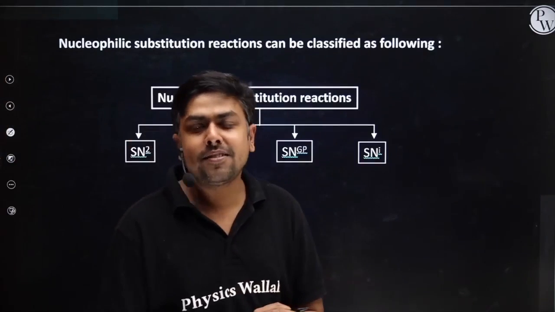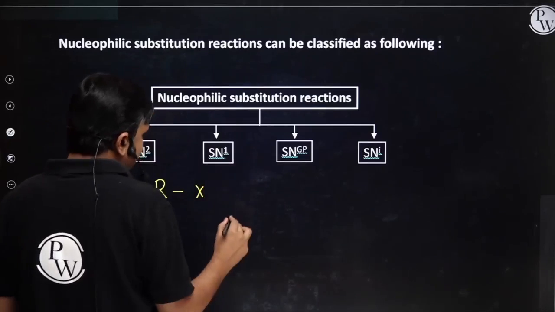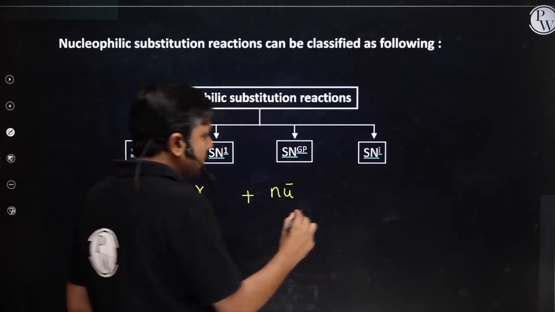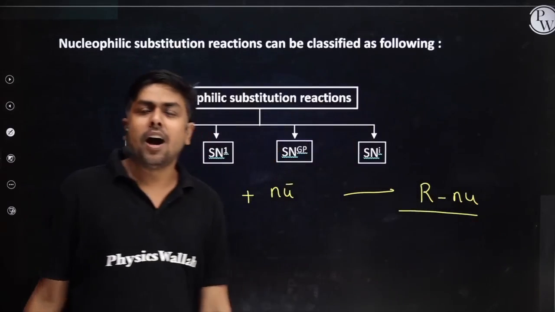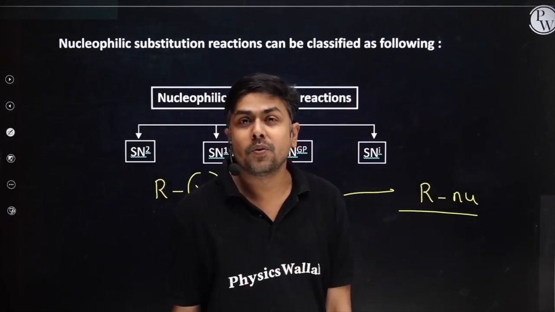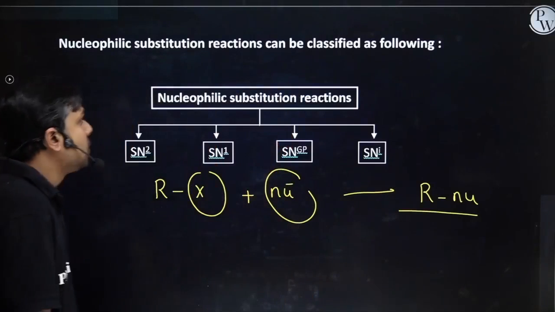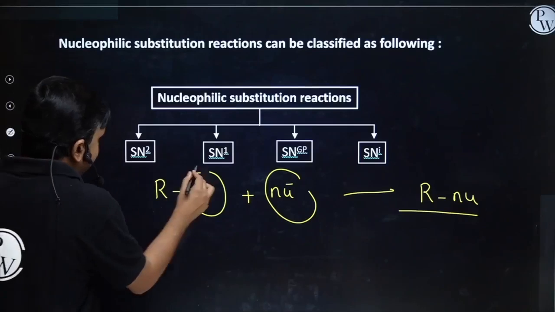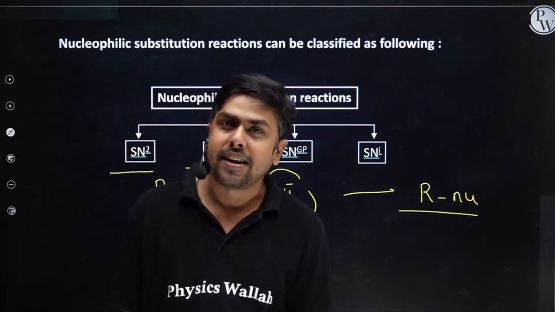Student, if I talk about this nucleophilic substitution reaction, I'm having my substrate alkyl halide. Now this alkyl halide is treated with a nucleophile Nu minus, right? And the product which we get is RNu. So simply a nucleophile is substituting this halogen atom. Now student, we can have different pathways through which this reaction can occur. So basically nucleophilic substitution reaction can be classified as SN1 reaction, SN2 reaction, SN-NGP and SNi reactions.